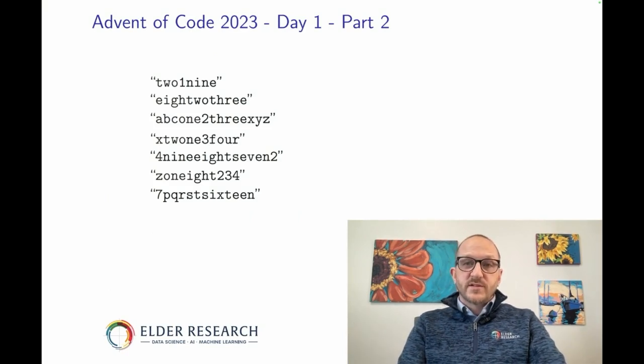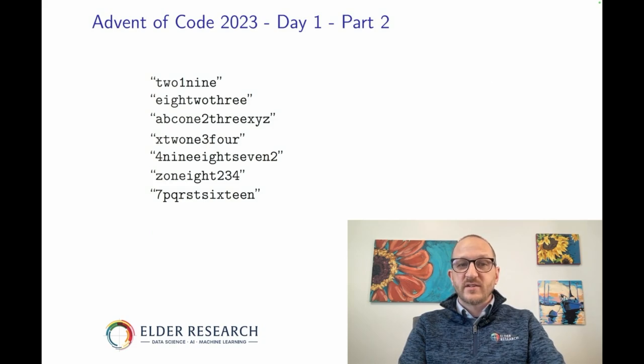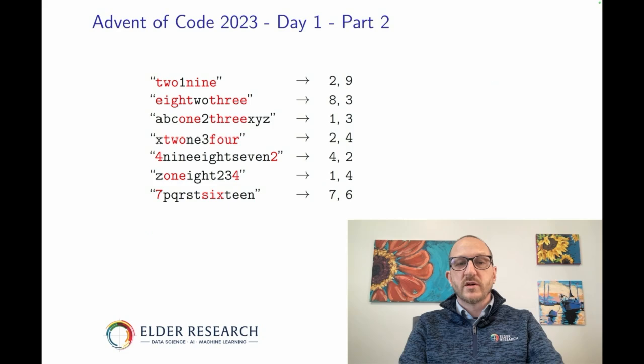Here, the problem is essentially the same with a little twist. The twist is that in addition to extracting each of the digit characters, I also want to extract the names of digits that I find in my string. So for example, the 2 and the 9 and the 8 and the 3 and so on.